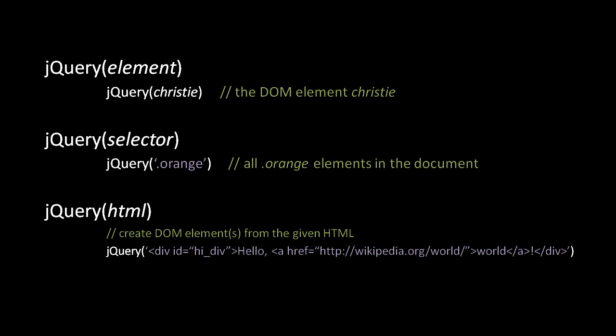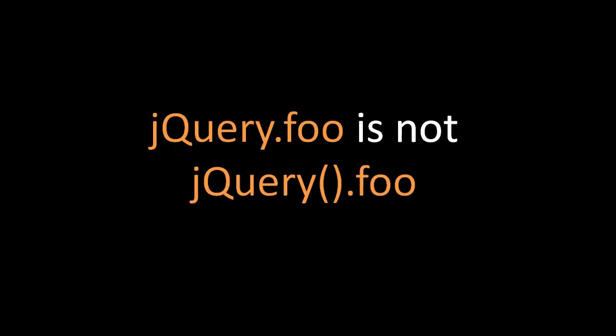Now, just as a note, something you need to be really clear on is that the global variable jQuery is a reference to the constructor function for creating jQuery objects. And if you write jQuery.foo, what you're accessing is a property of that constructor function itself. When, though, you invoke jQuery and then access a property from what is returned, that's different. You're accessing a property of that returned jQuery object.